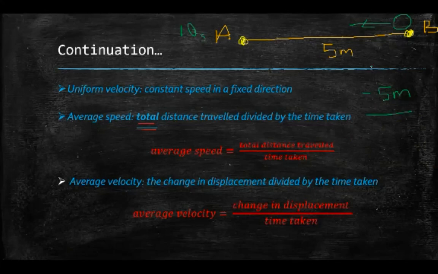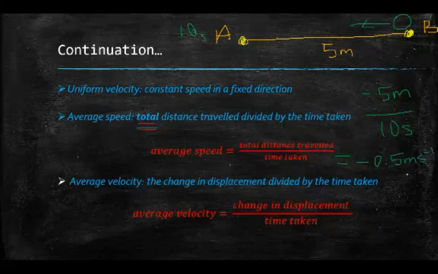So my displacement is negative 5 meters. The time is still 10 seconds. So my average velocity would be minus 0.5 meters per second. Magnitude is still 0.5 meters per second. So yeah, I'm still traveling at 0.5 meters per second. But this negative sign tells me that I'm no longer traveling to the right. I'm now traveling to the left.